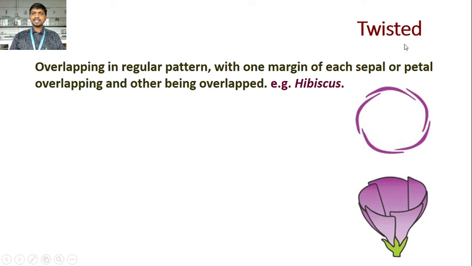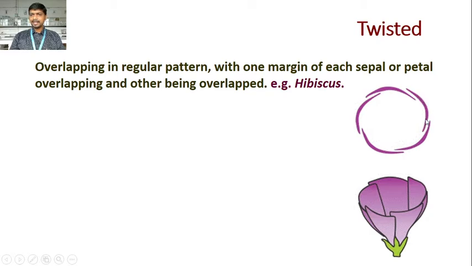Next to this is the twisted estivation. Twist has occurred here. One margin of each sepal or petal is overlapping and the other is being overlapped. Suppose you consider these 2 adjacent sepals or petals, this is one and this one is the another. The one margin of this sepal is overlapped by the adjacent sepal, so it is being overlapped. Which was overlapping it? The adjacent sepal.